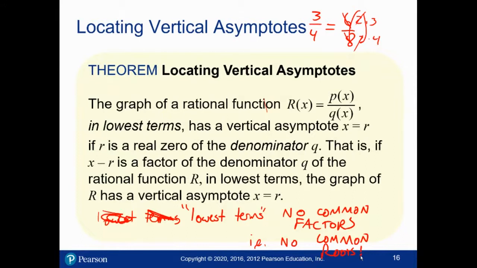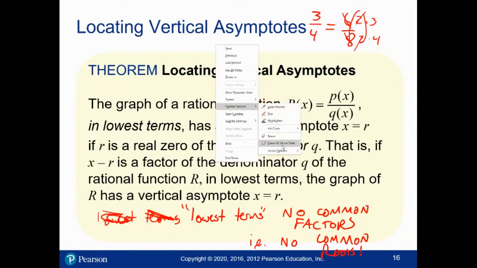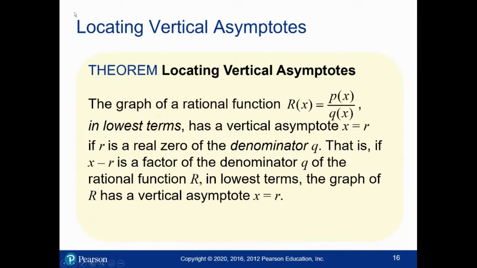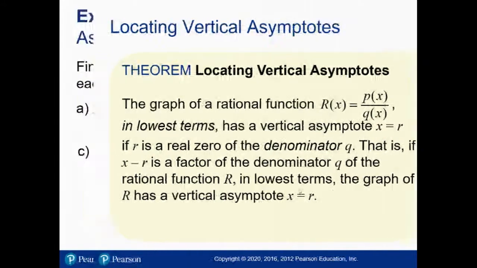If you have this situation, I'm going to clear off my pen marks so we can focus on the original definition. If you have this situation where you are written in lowest terms, then exactly where you have zeros of the denominator is where you have vertical asymptotes. So as long as you have already found lowest terms, as long as you have already canceled off any shared factors, zeros of the denominator are vertical asymptotes. That's how you find them.